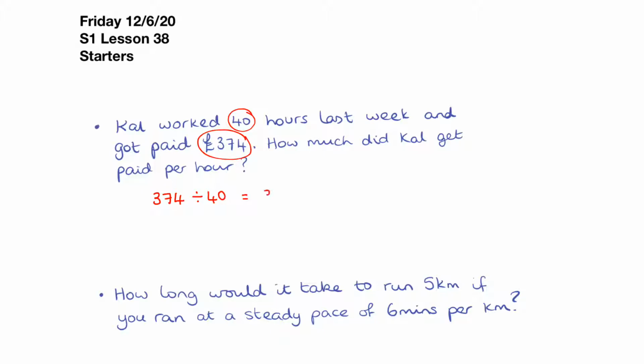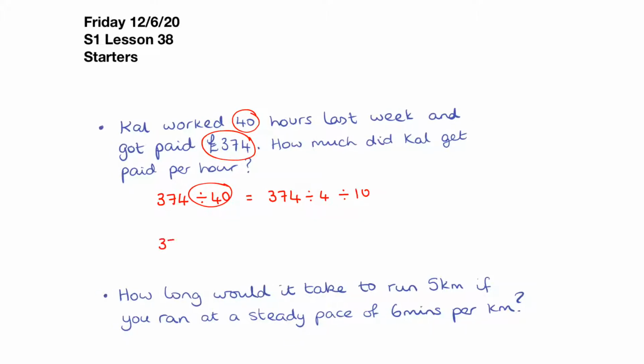So you do 374 divided by 4, and then divided by 10. Because dividing by 40, you need to divide by 4 and divide by 10. Okay, so let's do the 374 divided by 4 first of all.